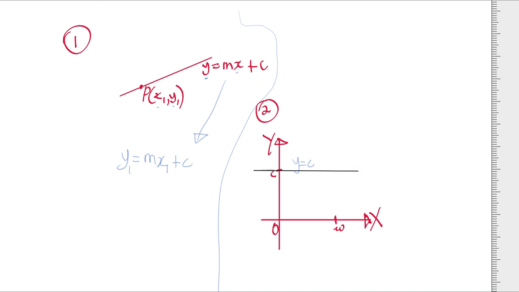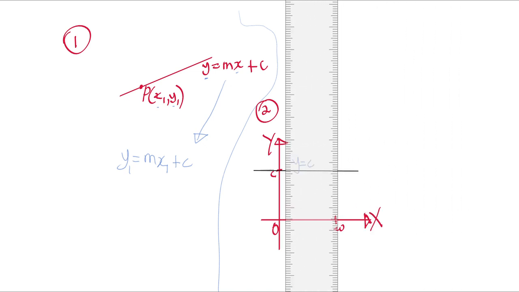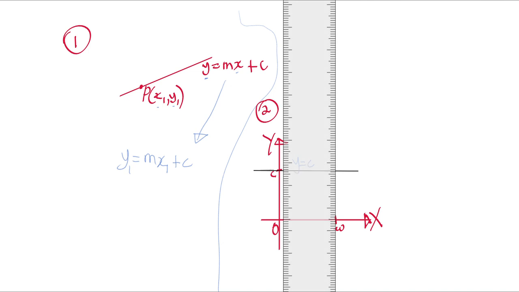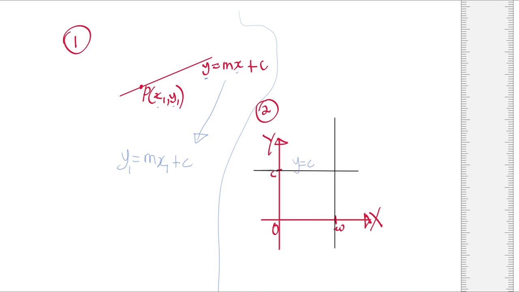Now let's have a vertical line that passes through the x-axis at w. What is going to be the equation of this vertical line that passes through the x-axis at w? This equation is going to be x equals w. The vertical line passes through the x-axis at w, so this equation is x equals w.